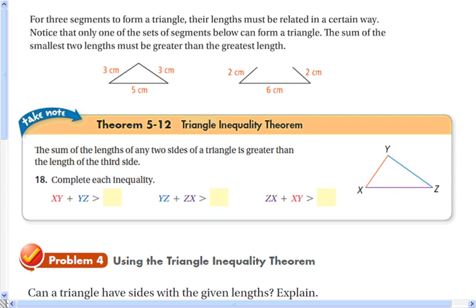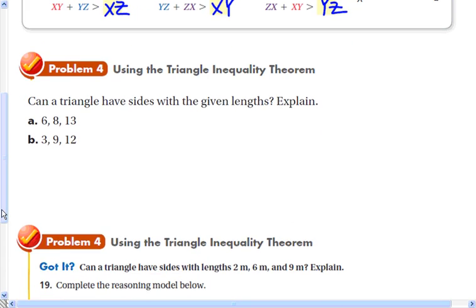Side XY plus side YZ must be greater than the other side, the one left over, which is XZ. The length of YZ plus the length of ZX must be greater than the third side, which is XY. The length of ZX plus the length of XY has to be greater than the third side, which is YZ. So we can use that to figure out whether or not you can create a triangle with those side lengths.